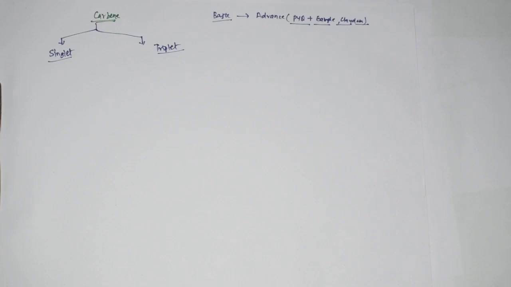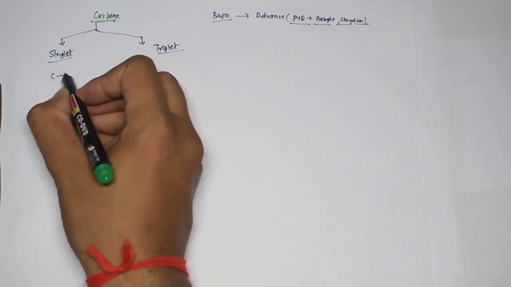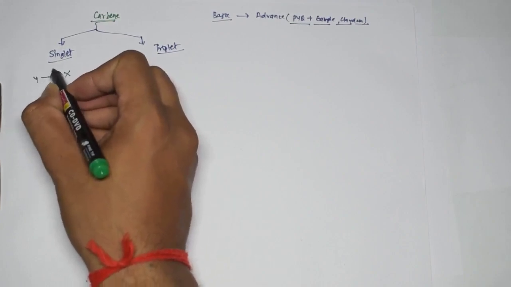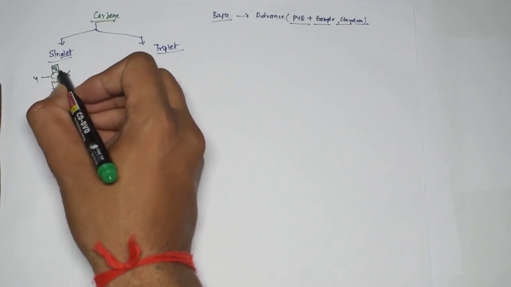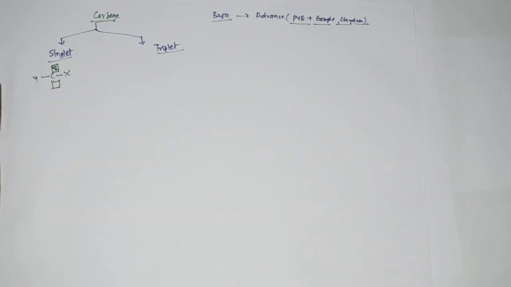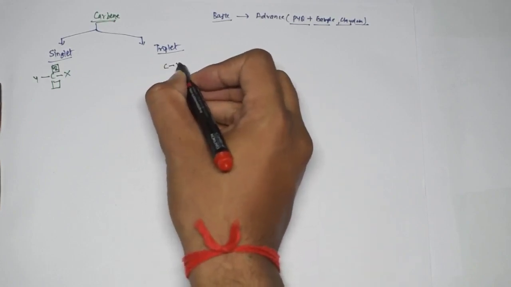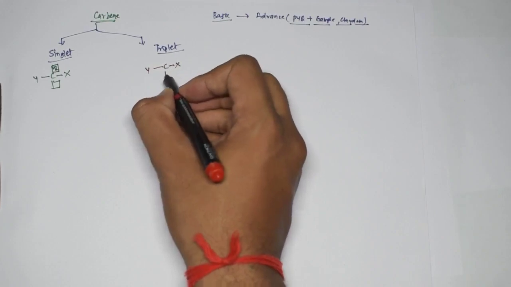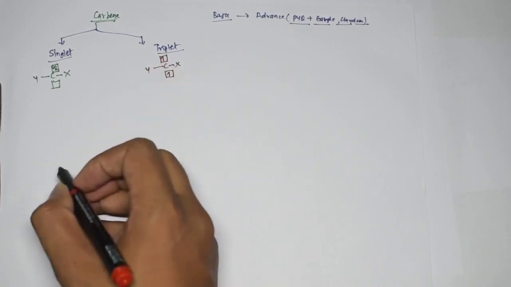If we have the singlet type of carbene, in this we will have one X over here, one Y over here, and here we will have one vacant orbital, and in one orbital the electrons will be filled. And in the triplet one we will have the same thing, but here we will have two sigma bonds, and one electron in this orbital and one electron in this other orbital.